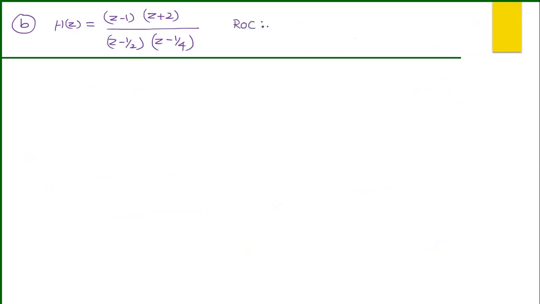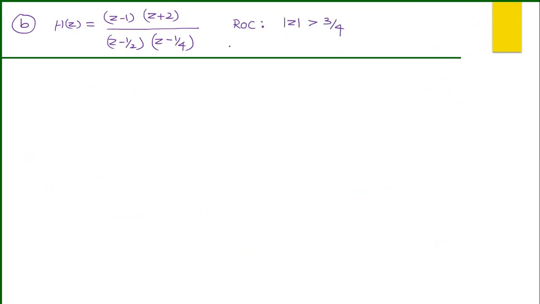Coming to the B bit. What is given? H of Z is equal to Z minus 1 into Z plus 2 divided by Z minus 1 by 2 into Z minus 1 by 4. The given ROC is mod Z greater than 3 by 4.